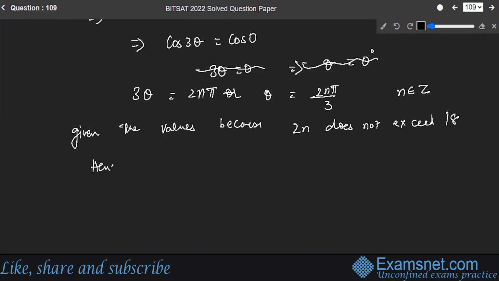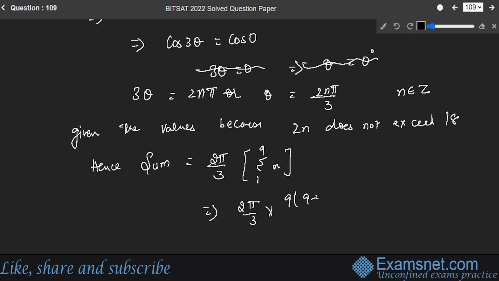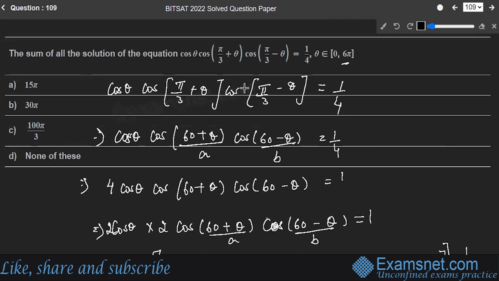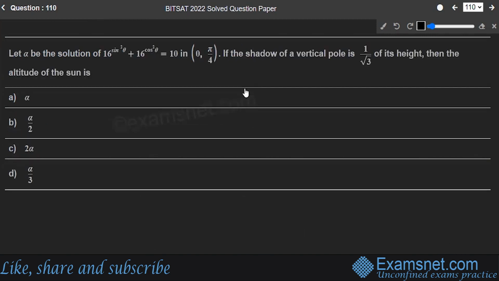Hence, sum will be given by 2 pi by 3 taken common, summation from 1 to 9 of n, or you have 2 pi by 3 into 9 plus 1 upon 2. This on solving will give you 30 pi. So this is the answer to the question. Option B stands to be the right answer. Hope you got that. Next is question 110.